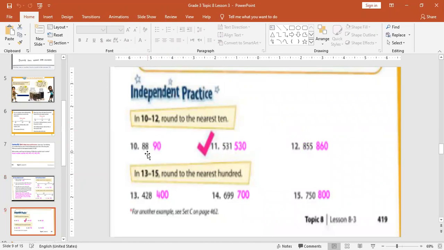Here, I want to round 88 to the nearest 10. So I will look to the number beside 8, which is ones. That's 8. It's greater than 5, so the number will be 90. Number 14, 699. Of course, I will look at the tens number if I want to round to the hundreds. So 9 is greater than 5, so the answer will be 700.